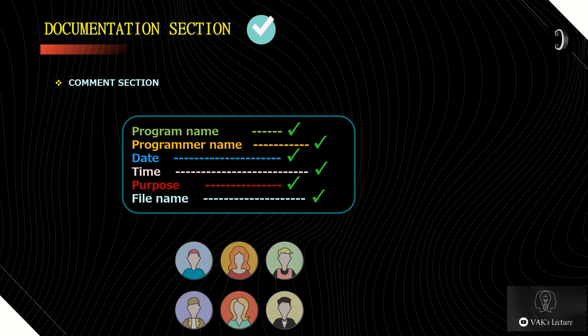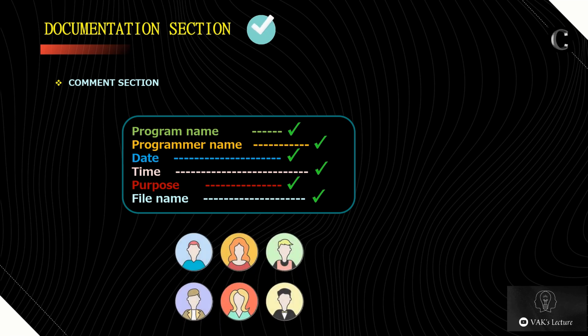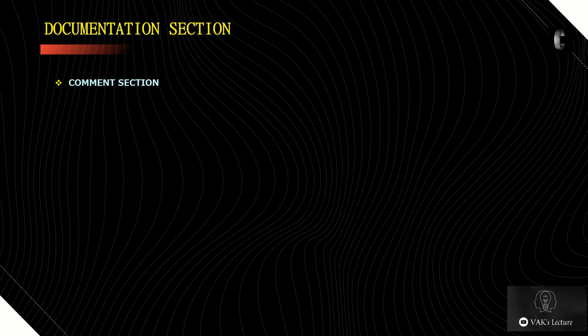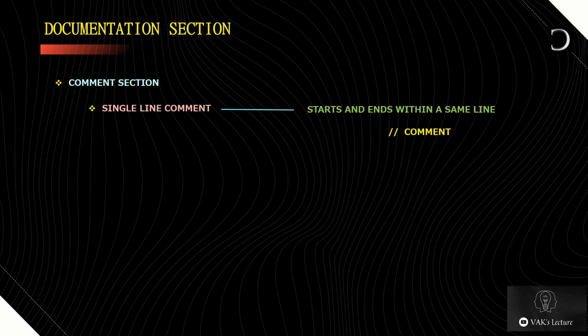All these matters are useful to the user only, not for the compiler. That means there is no need to execute all these in a program. So we need to specify all these in comments. Then, how to represent these in comments? In C language, comments are of two types. First one, single line comment. A single line comment means the comment starts and ends within a single line. Double forward slash is used to represent the single line comment.